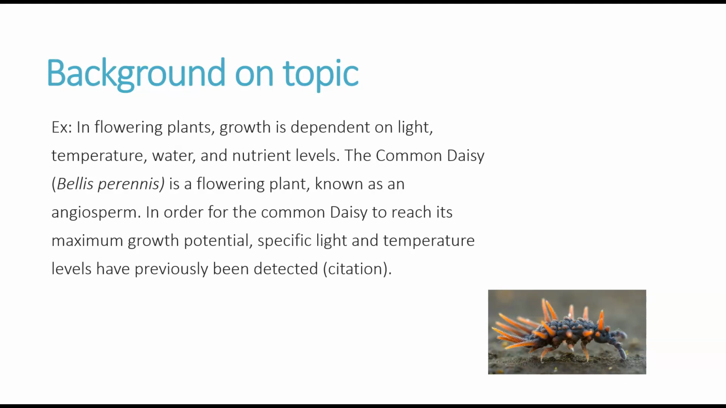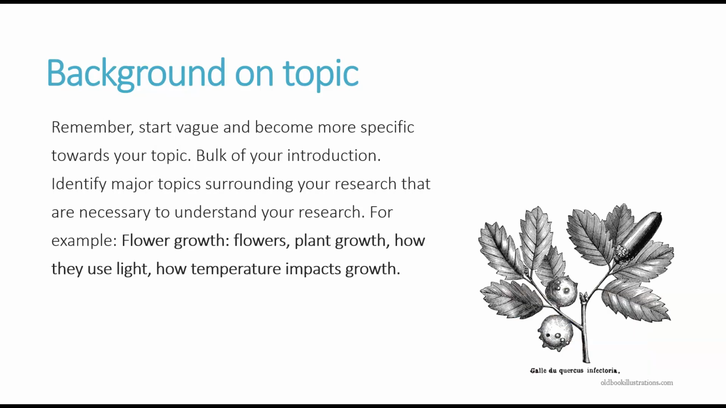The daisy is a flowering plant known as an angiosperm. So we're being a little more specific. And then, in order for the common daisy to reach its maximum growth potential, specific light and temperature levels have previously been detected. So that's very specific about our research organism. And we also have a citation there, because this is based on someone else's research that they've already done. We'll talk about that in-text citation and what it needs to be.